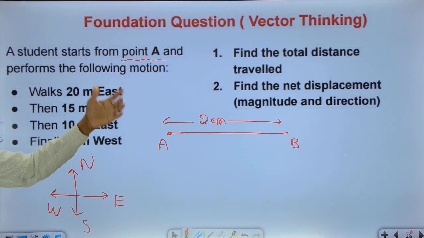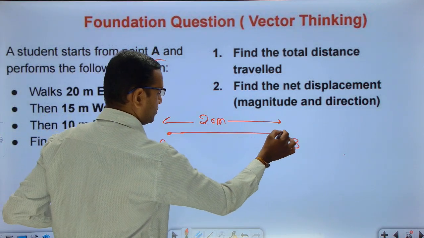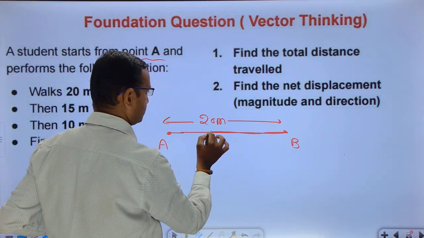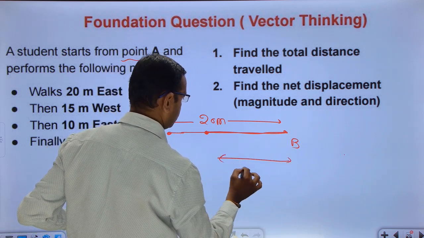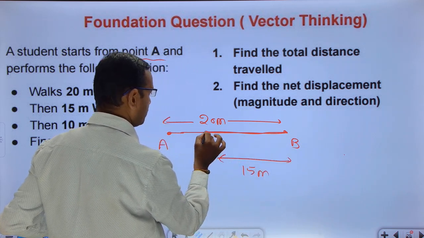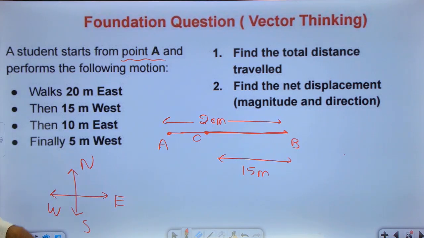Now then 15 meters again west. So he has stopped here. Again he has moved 15 meters, somewhere here. So from here to here, it is 15 meters. Now the person is at point C.